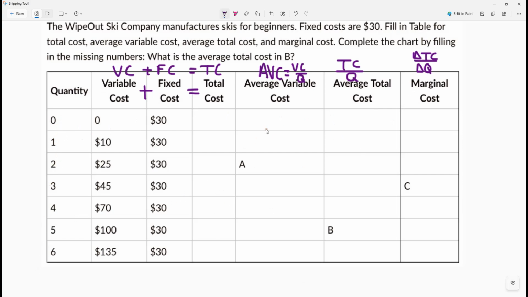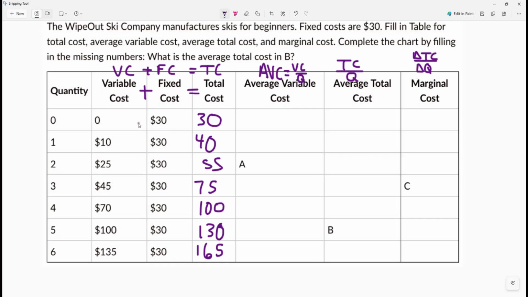So let's fill this in pretty quickly. If you want to pause the video, you could fill it in yourself for good practice. And if not, here we go. So we're just adding variable cost plus fixed cost. This is the firm being shut down, so this would be 30. 40, we're just filling it in here, 55, 75, 100, 130, and 165. Okay, so that would be there.